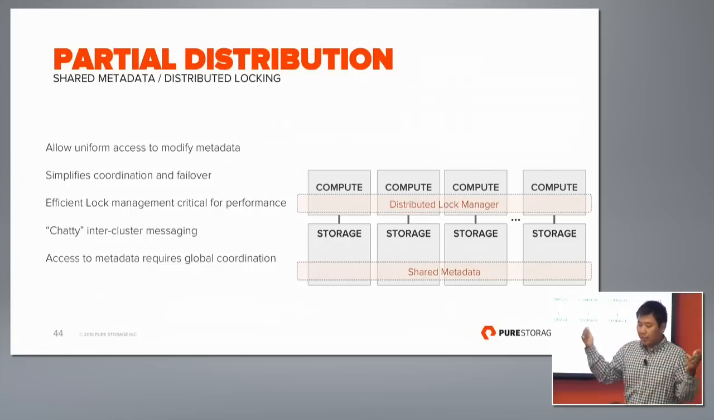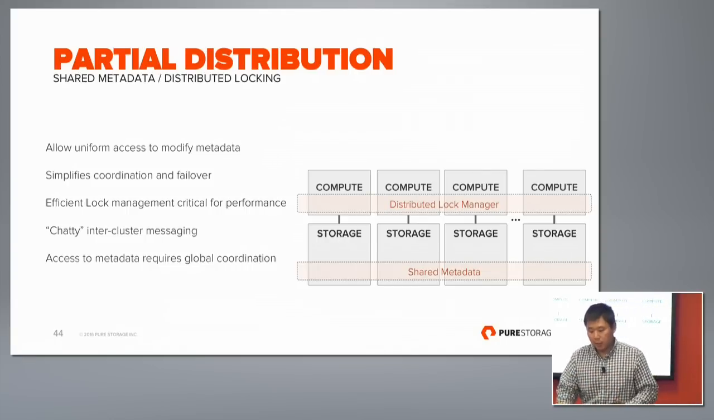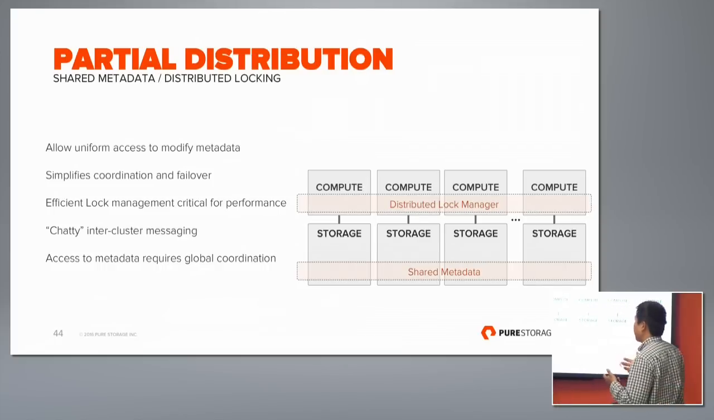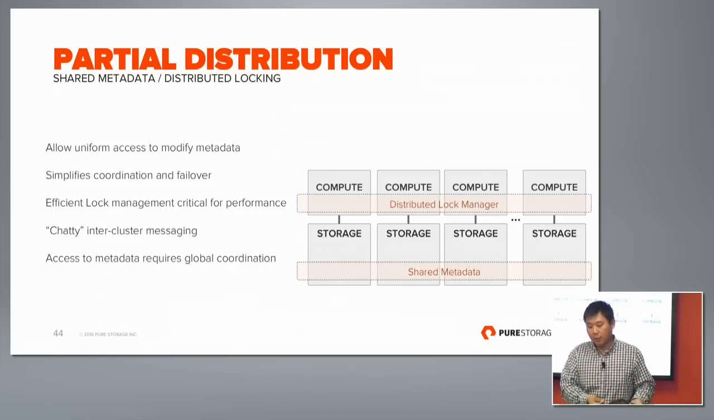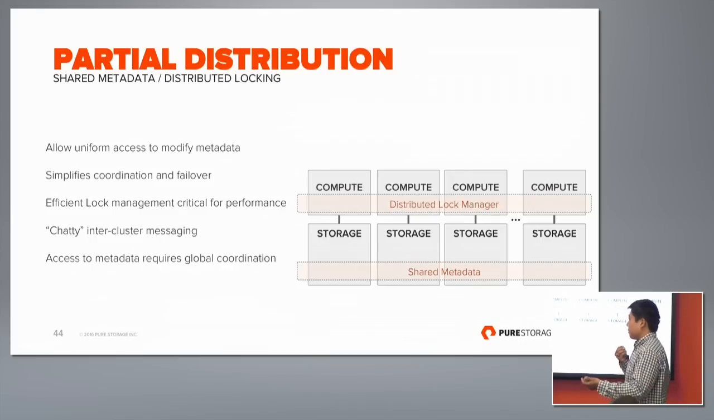But in order to mediate that access, you have to go through a locking tier. Now, this does simplify a little bit of the coordination, because if you can acquire that lock, any of the compute cores can update and change that metadata. But it does come at a cost, and that cost is a lot of inter-node communication, very chatty messaging protocols typically, and what you really need is a very efficient lock manager implementation to achieve any kind of performance.